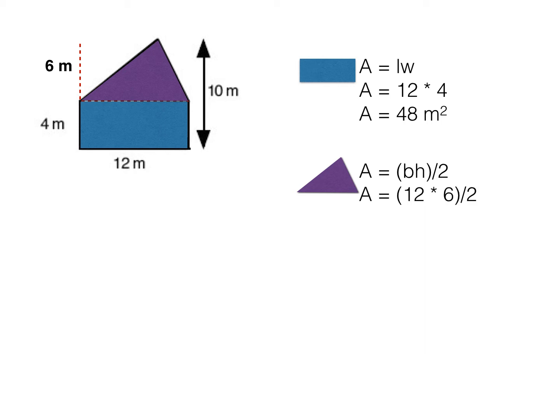In this example, the base of the triangle is 12. The height of the triangle is 6. 12 times 6 divided by 2 is 36 square meters.